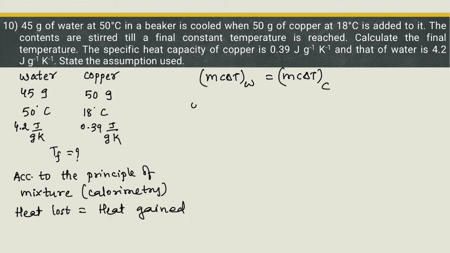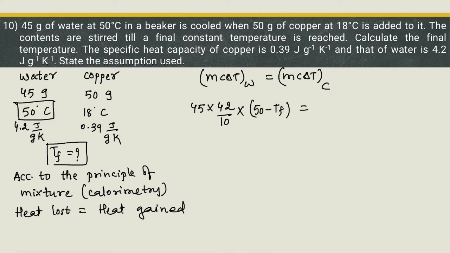Mass of water 45. Specific heat capacity 4.2, 42 upon 10 into delta T. Now see, initial temperature is 50 and final temperature is TF. Of course, now water loses the heat energy. So final temperature of water will be less than the initial temperature. But as I mentioned in the earlier numericals, that delta T must be always positive. So by that notion here we must write 50 minus TF.